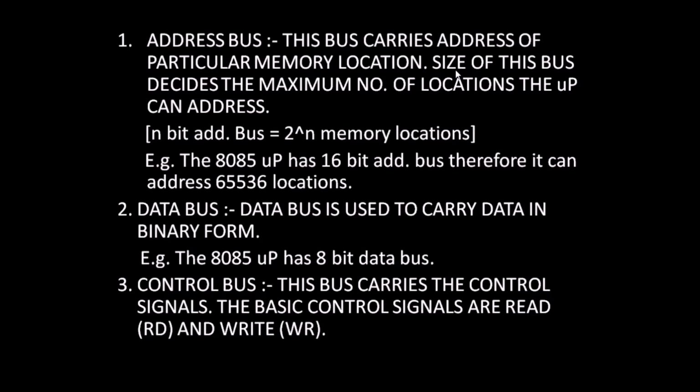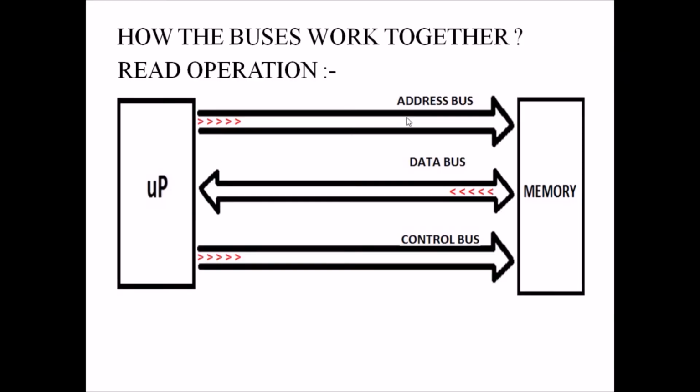Control bus. This bus carries the control signals. The basic control signals are read and write. For a read operation, the microprocessor wants to read the data stored in a memory chip. The microprocessor first sends the address of the location from which it wants to read the data. Then the microprocessor sends the control signal read over the control bus. As the memory chip receives this control signal, it sends the data over the data bus to the processor. So this was the basic read operation.